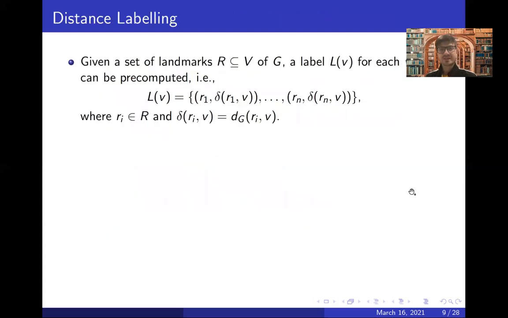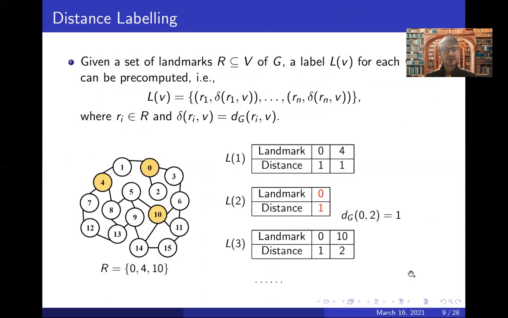A distance labeling is to compute a label for each vertex. For example, a label of a vertex is a pair of landmarks and distance to those landmarks from this vertex. As we can see in this graph, there are 3 landmarks, and to the right, the labels of these vertices are shown, where the distance from vertex 2 to landmark 0 is 1, that is highlighted in red.